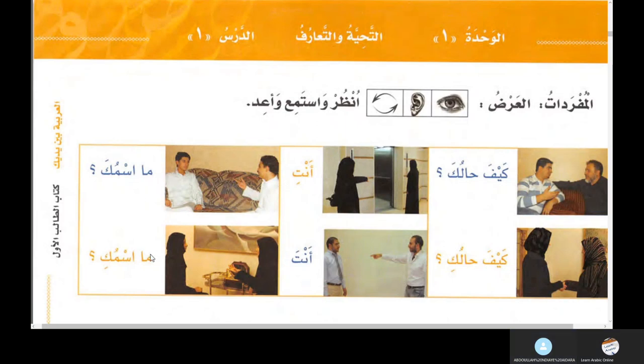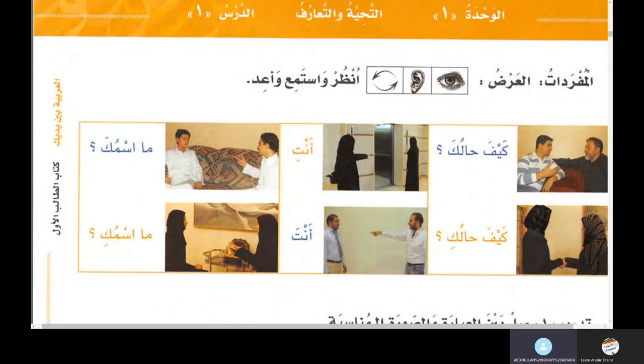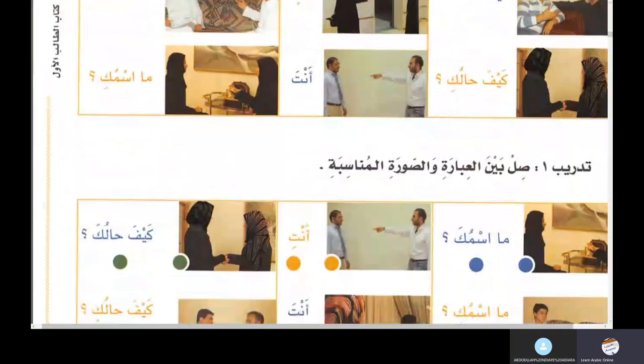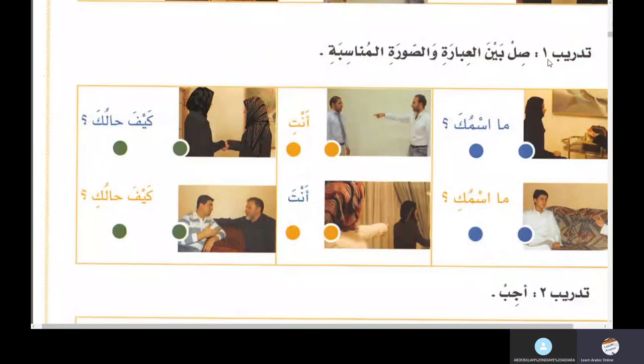Masmuka. What's your name, for example, addressing a man. Masmuki, for example, when a female is asking a female, what's her name? Correct. Tadribul awwal. Tadribul awwal means first exercise. Sil connect. Tadribul awwal. Okay.